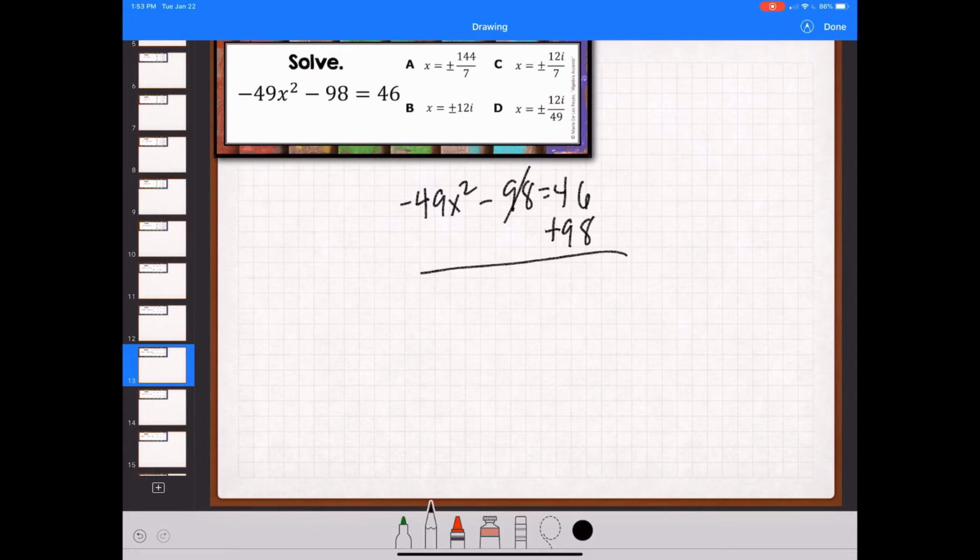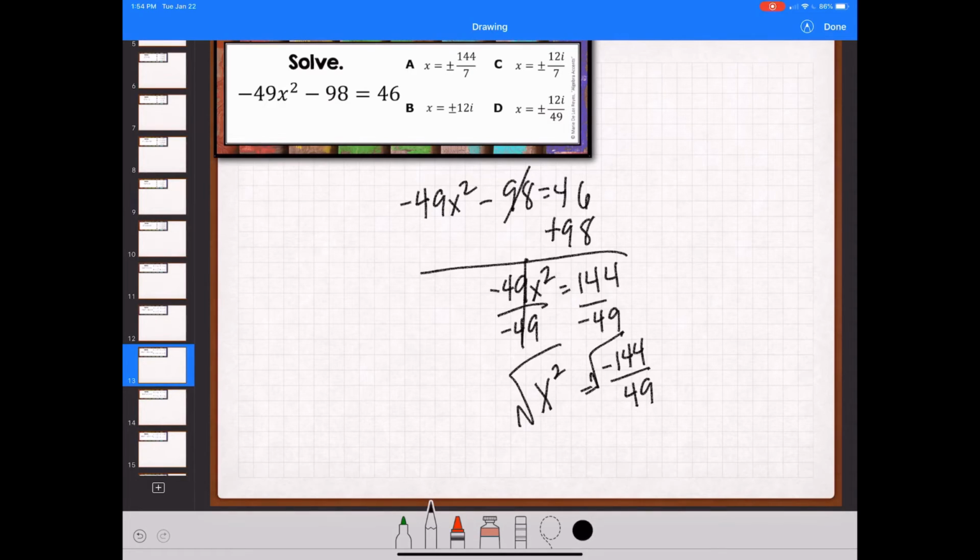I'm going to add 98. Negative 49x squared equals 144, and then I'm going to divide by negative 49. X squared equals 144 divided by negative 49. When you try to simplify that, you end up with the same thing. So I'm going to move my negative to the top though. Okay, and then now I can take the square root. So x equals positive and negative.